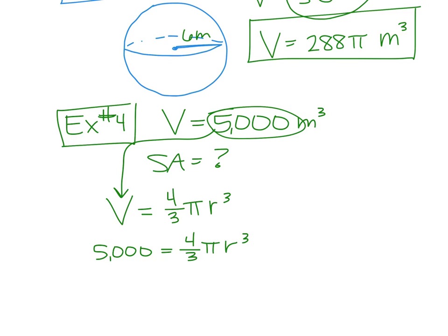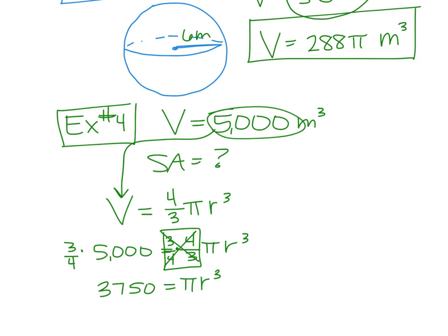But what I would do first, just to keep my numbers nice as long as possible, is I would multiply by the reciprocal here. So I would multiply by 3/4. Okay, that's going to get rid of the 4/3. So you're going to plug into your calculator 3/4 times 5,000. Okay, when you do that, you get this number. 3,750 equals pi r cubed.